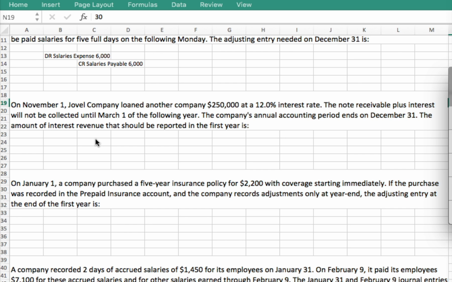31st. So the trick there obviously is knowing, instead of doing the full year's interest calculation, that you should only calculate it for the 2 months there.